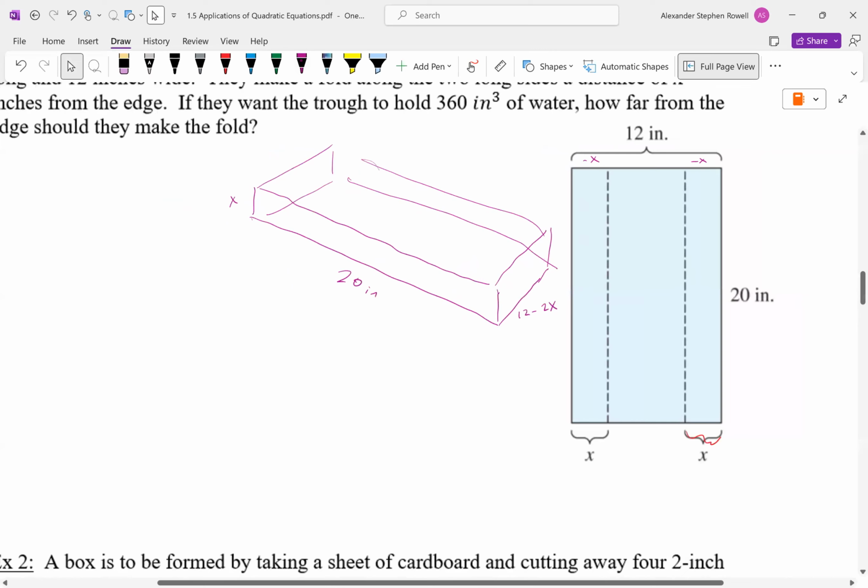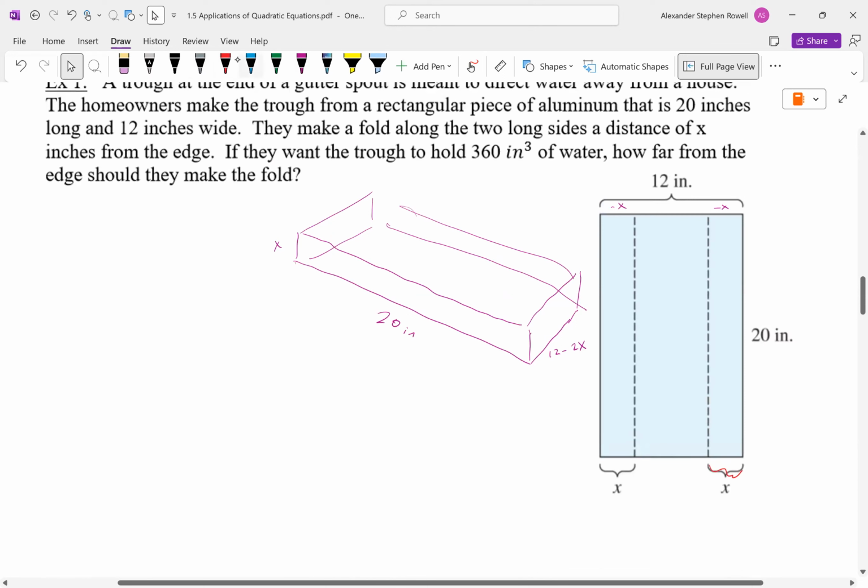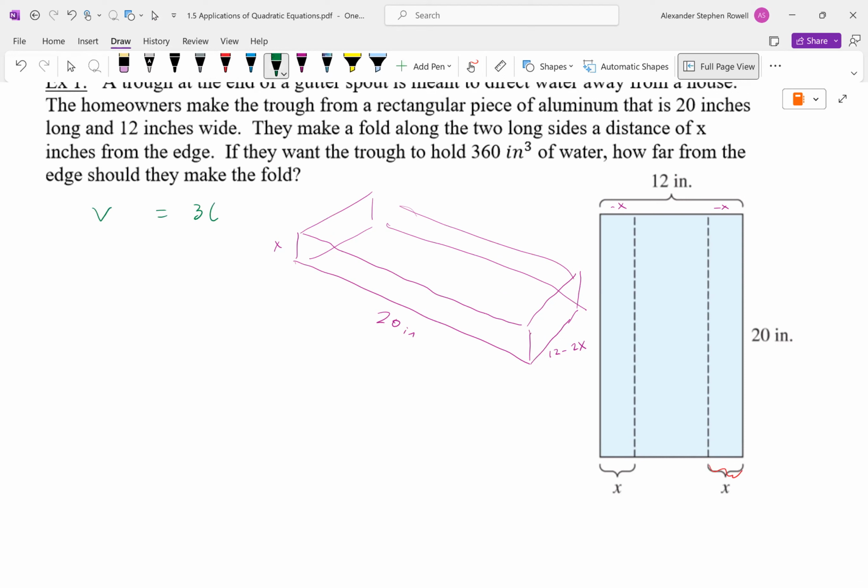Okay. Now, how do we come up with the volume of a rectangular solid? Very good. So that wasn't one of my formulas, but I hope you do know this one. The volume of a rectangular solid is length times width times height. So what is my length? 20 inches. What is the width? 12 minus 2X. And the height is X.